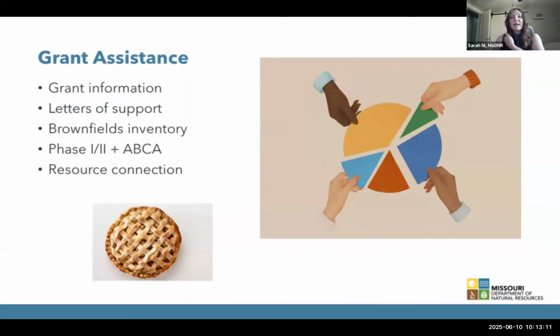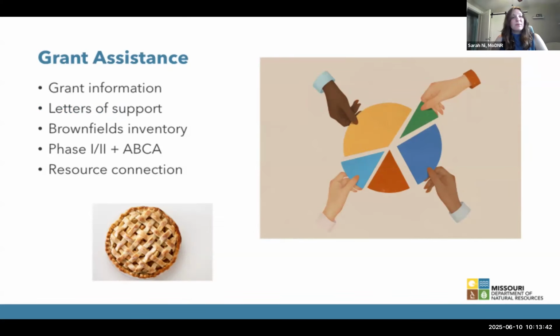Well, we can help them by getting grant information. We partner and work along with EPA, so we can help provide them information about the federal brownfield grants. We write letters of support. Assessment grants and cleanup grants require a letter of support from the state brownfield program, so we can write that for them. We can do brownfield inventories of communities if they're going for an assessment grant, and maybe help them pick some priority sites within their community.